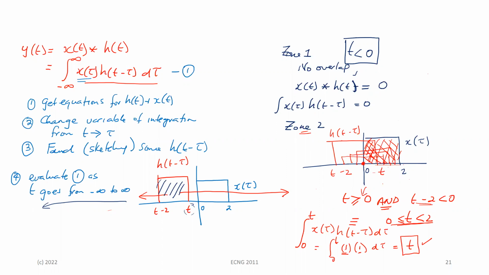Okay, so that's zone 2. Let's go to zone 3 now and see. Let me get a blue or a black pen. Right, good. So we have back to our x(tau). Yeah, Rashad just has a question.